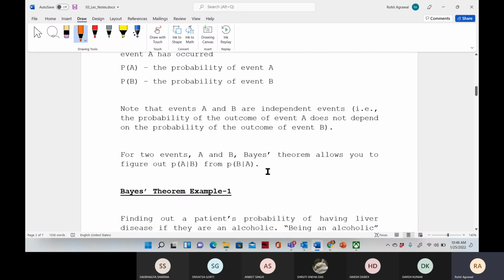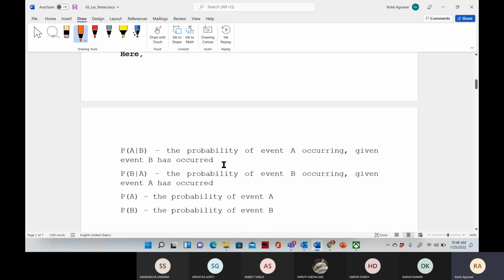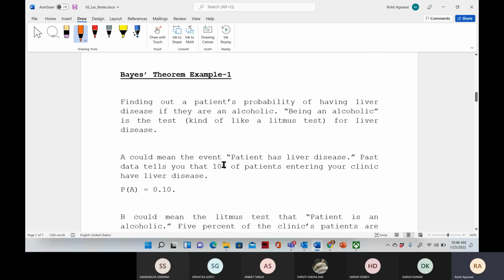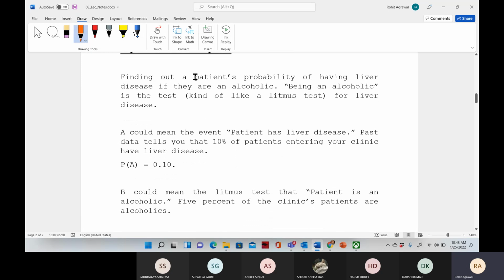Okay, so we will come to an example here. If this theorem is clear, then we can go for an example. The example is finding out a patient's probability of having liver disease. We need to find the probability of a patient having liver disease if they are alcoholic. If they are alcoholic, then there is a chance for the patient to have liver disease. And what is given? Being an alcoholic is the test. It is just a test for liver disease.